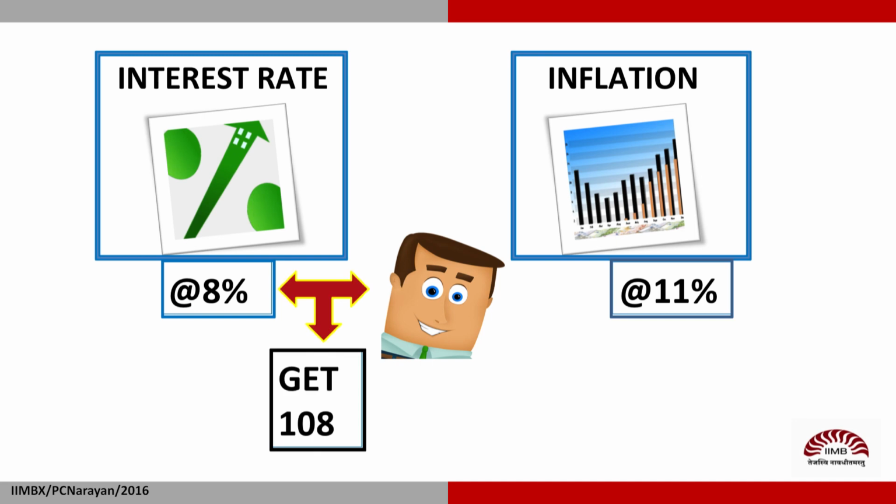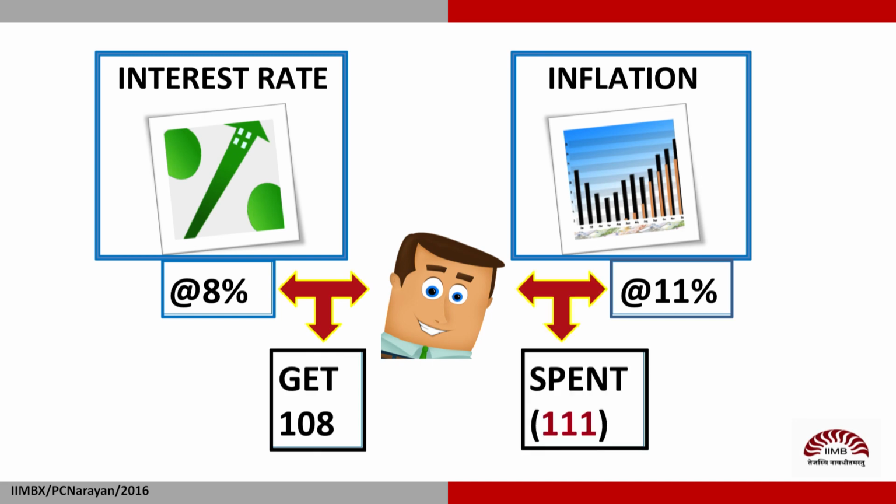Remember, your money has grown by 8%. 100 became 108. But what was costing you 100 last year is going to cost you 111 this year. In other words, your purchasing power has actually gone down because the inflation rate is higher than the nominal interest rate. In well-run economies, this will never be allowed to happen.